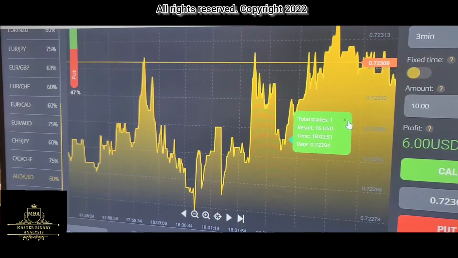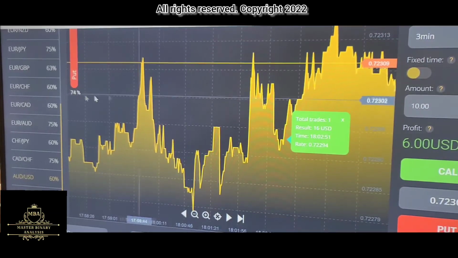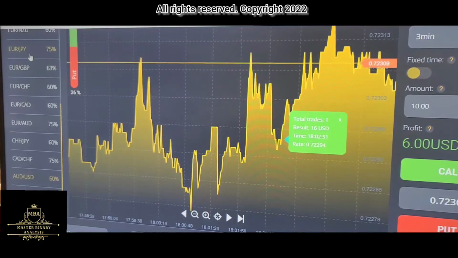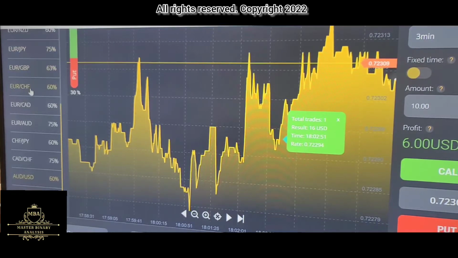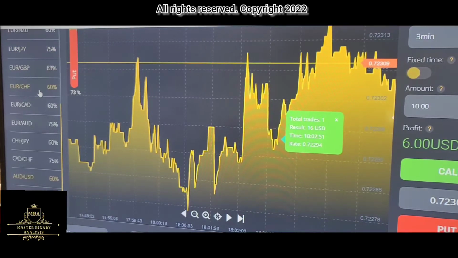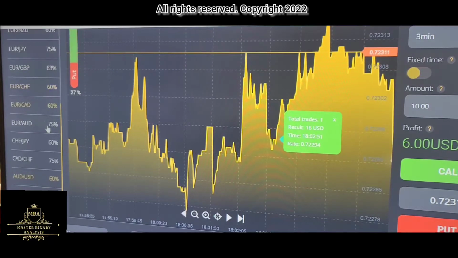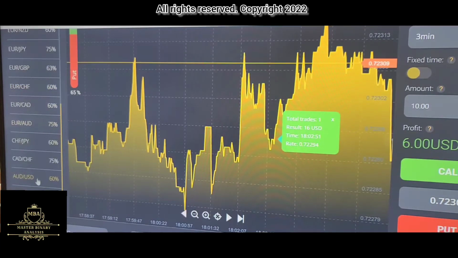Being on, you know, whatever pair you pick. So right here we have the euro against the yen, the euro against the GBP, the Canadian, or the Swiss franc, the Canadian, the Australian.